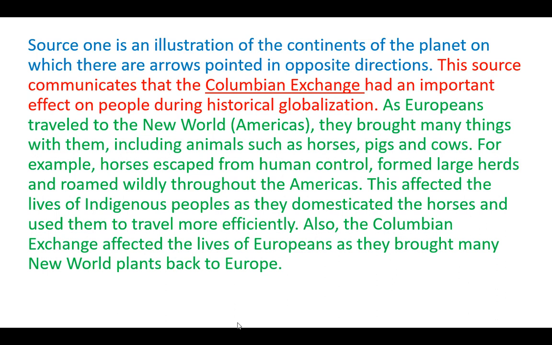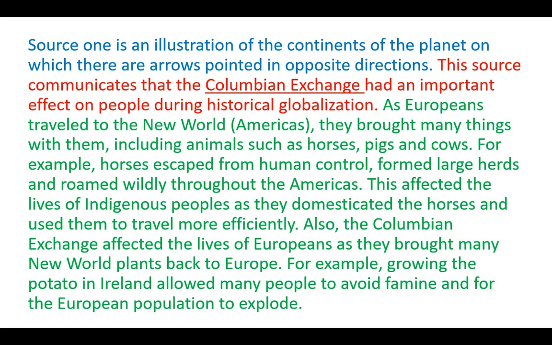Also, the Columbian Exchange affected the lives of Europeans as they brought many New World plants back to Europe. For example, growing the potato in Ireland allowed many people to avoid famine and for the European population to explode and grow. So this would be one paragraph. You would have to do this for one source and then do it again for a different source.